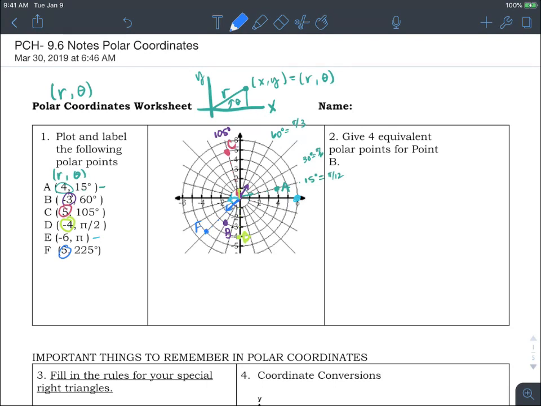A couple of things to note. Points with a radius equal to 0 are what we call points on the pole. The pole is where the radius is equal to 0. If the radius is negative, you walk backwards.